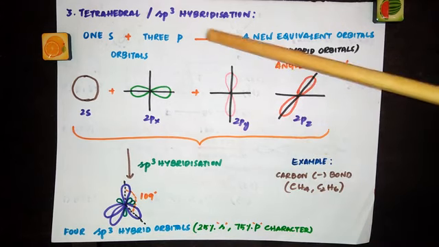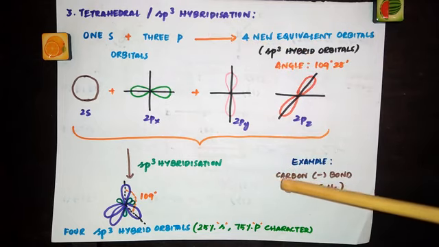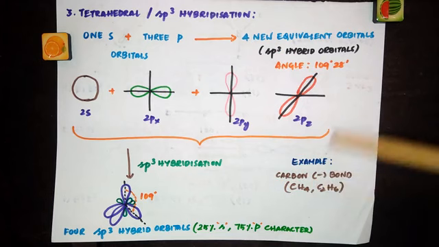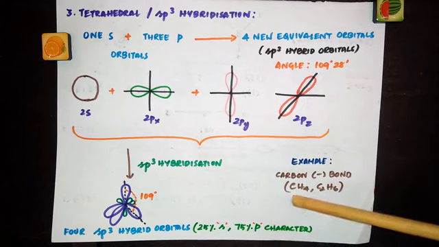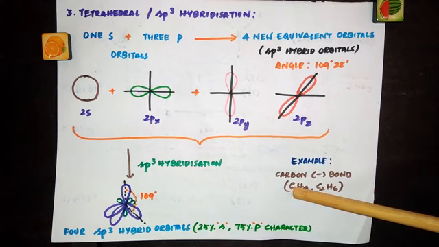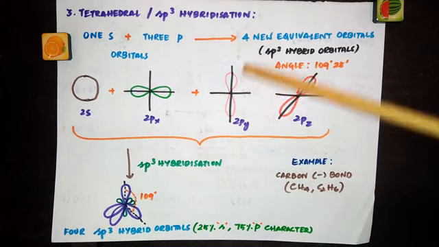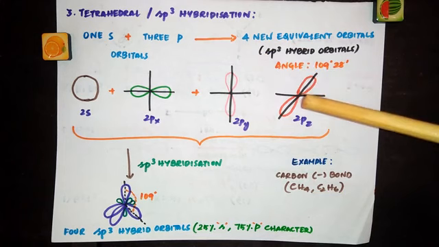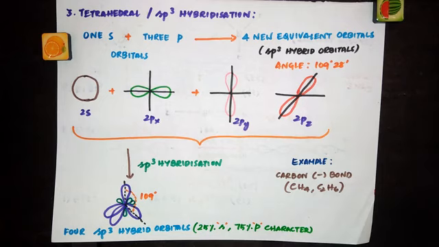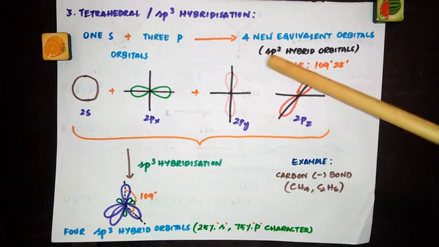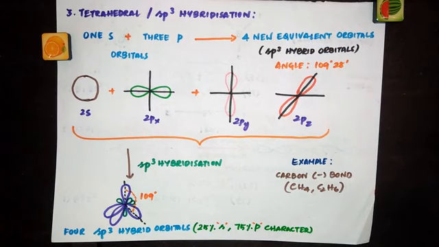An example of compounds showing sp3 hybridization is carbon, where it shows a single bond. It forms single bonds. Examples are methane and ethane. So in this case, carbon undergoes sp3 hybridization. So from the examples that I've told, carbon can show sp hybridization, sp2 hybridization, and also sp3 hybridization. So what is the bond angle in the case of tetrahedral hybridization between the sp3 hybrid orbitals? 109 degrees 28 minutes.